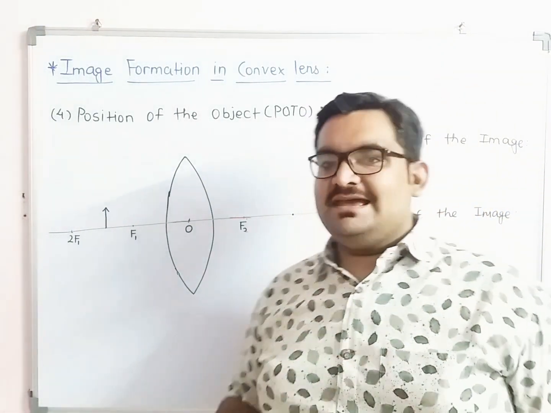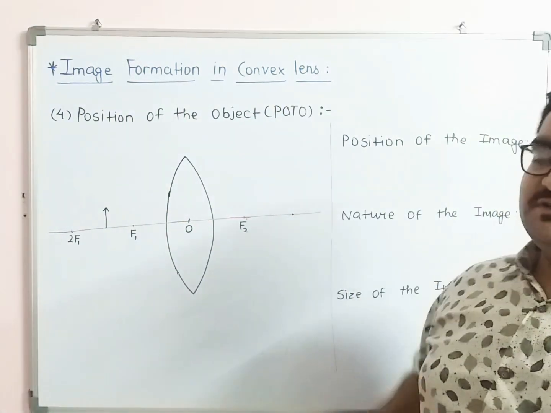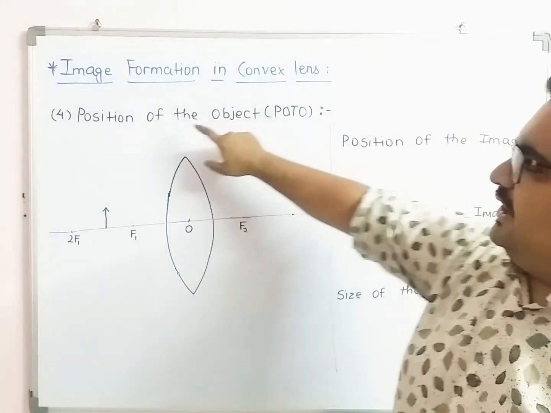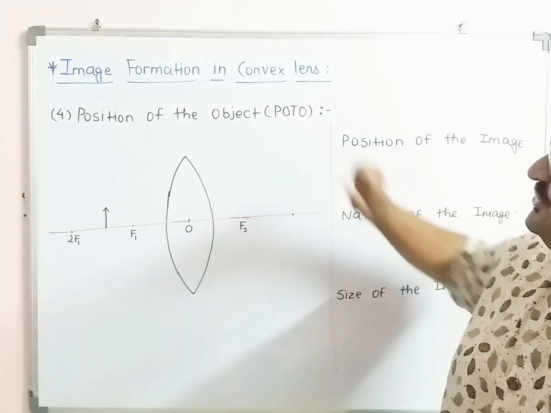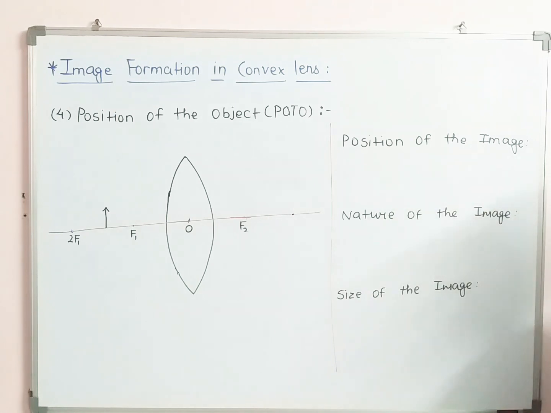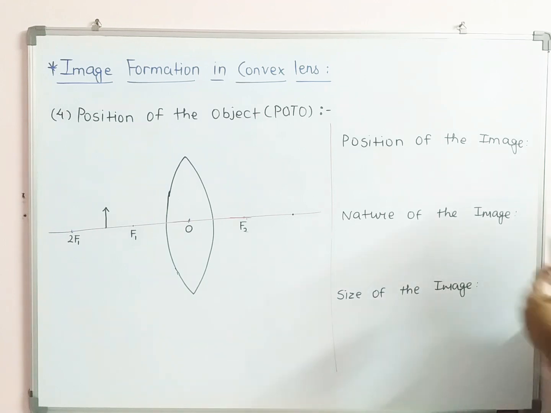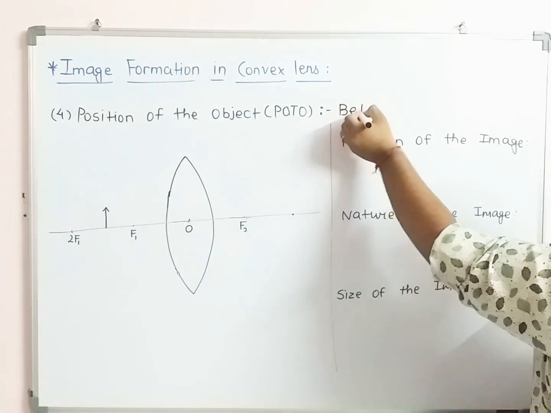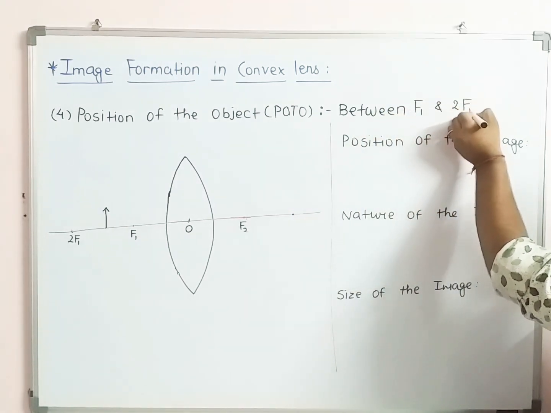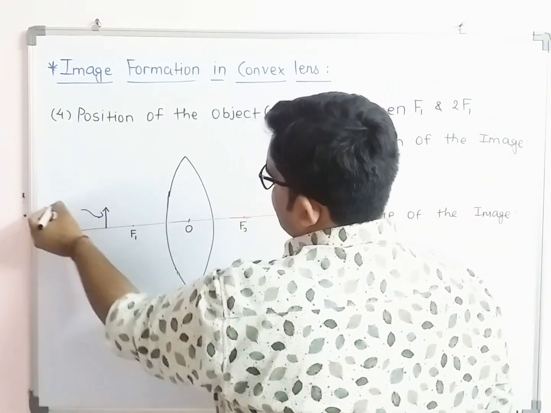Hello students. In the previous lecture we have already discussed image formation in a convex lens, total 3 cases. Now our fourth case is the position of the object. In short we can say that it is a photo. So our position of the object is between F1 and 2F1.